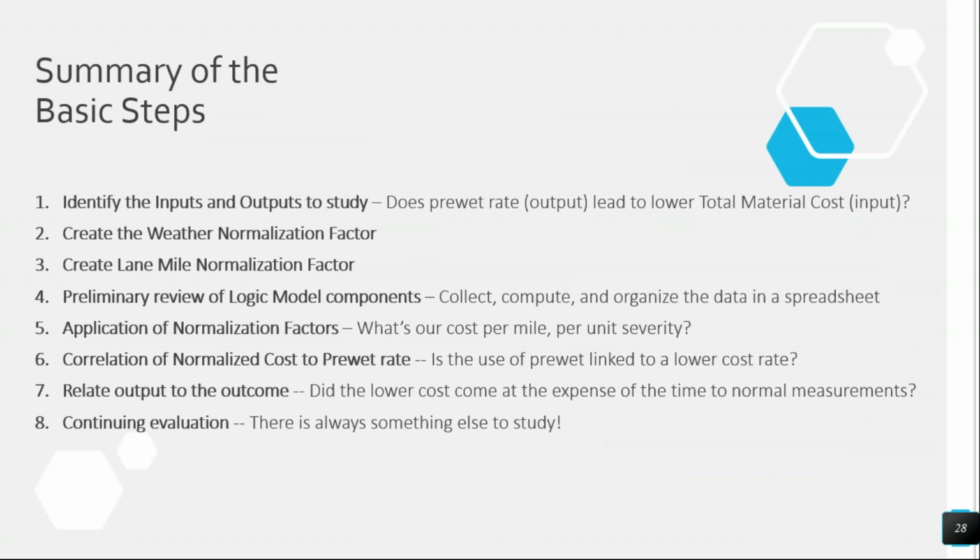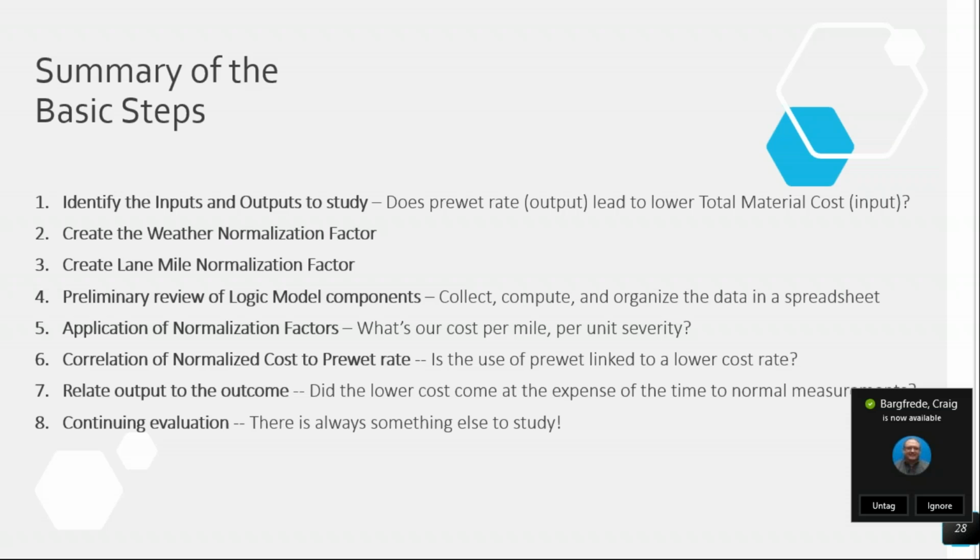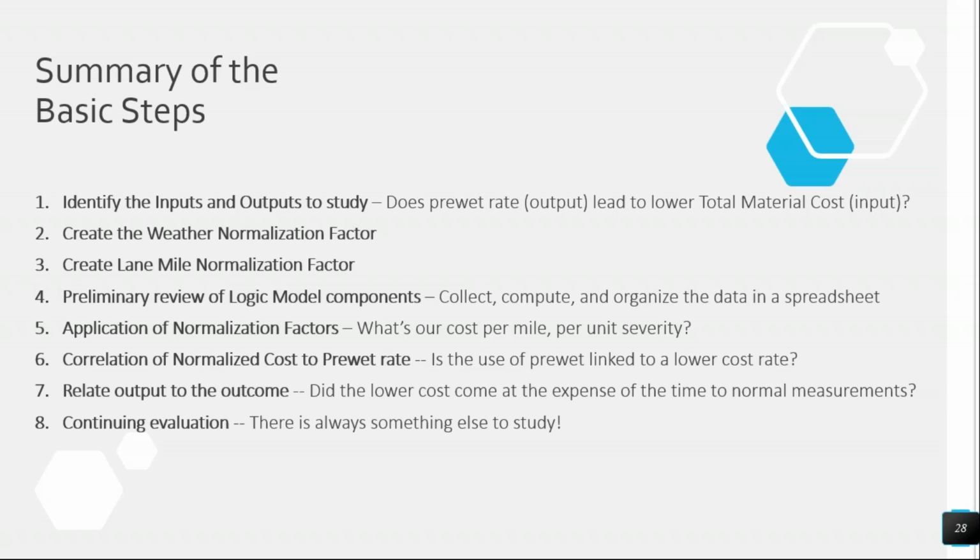So as I step through this example, I'm going to go through these 8 steps. I'm going to describe each one as I go, but just as a little summary, I'm going to first identify the data that I have as far as the inputs and outputs. And then I'm going to create some weather and lane mile indices. I'm going to put everything together, compute and organize the data, and take a look at it to see if anything pops out at me. I'm going to apply my normalization factors as far as, what's our cost per mile per unit severity. And then I'm going to start correlating things.